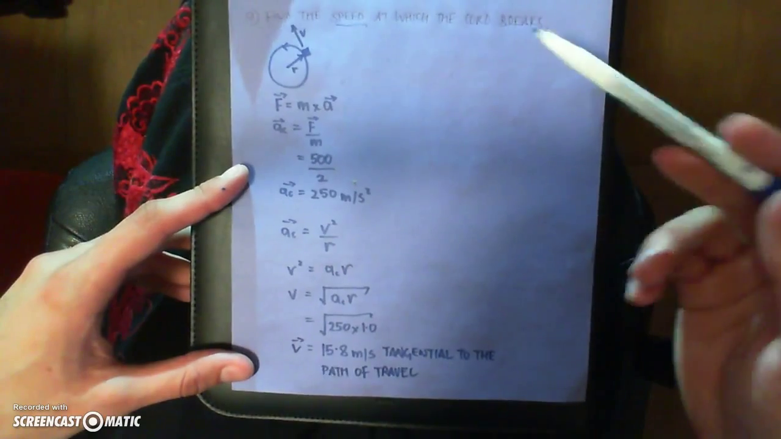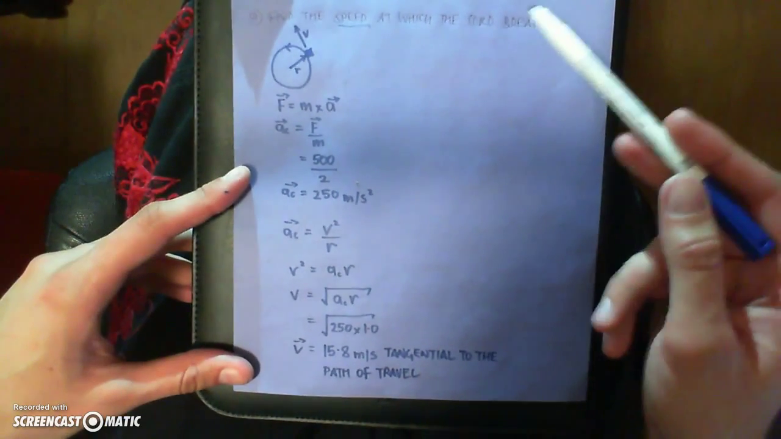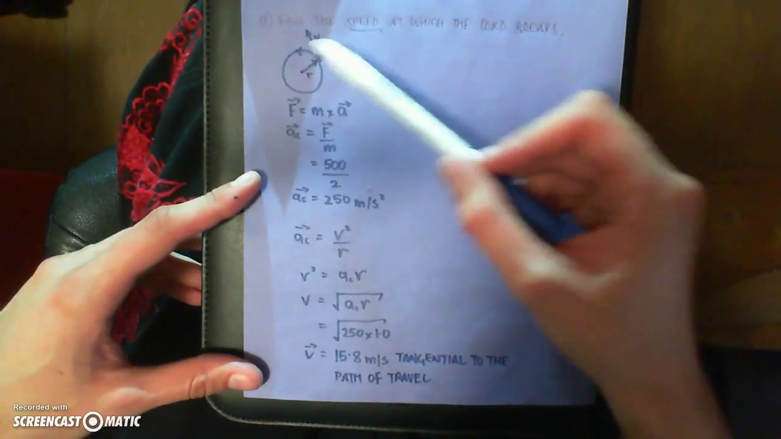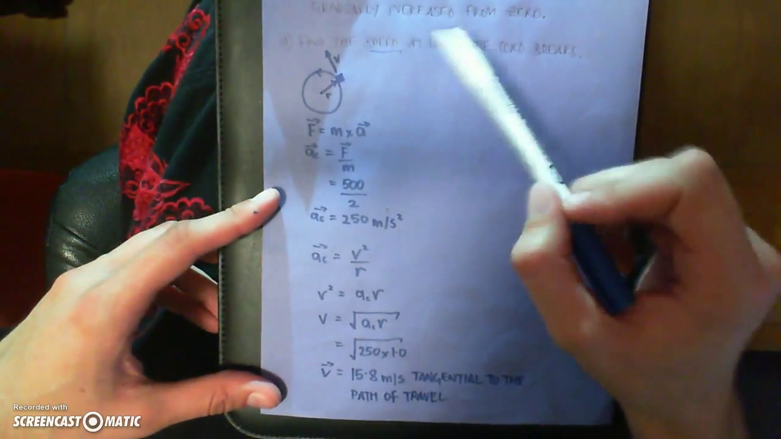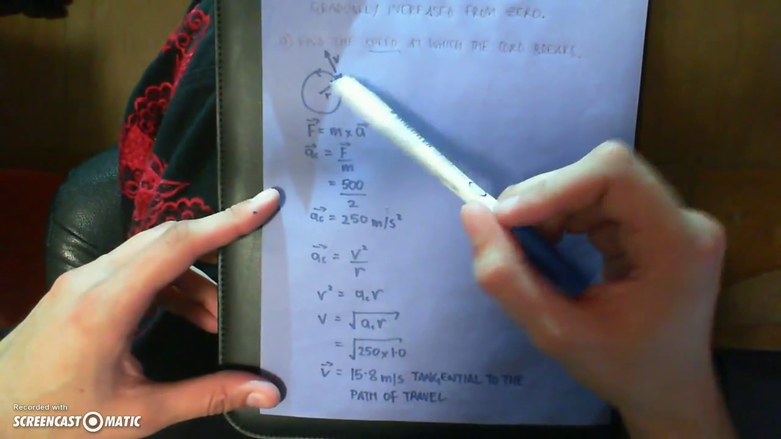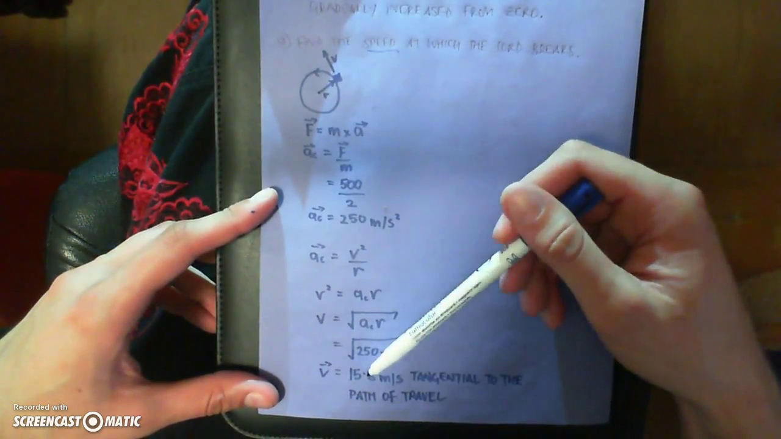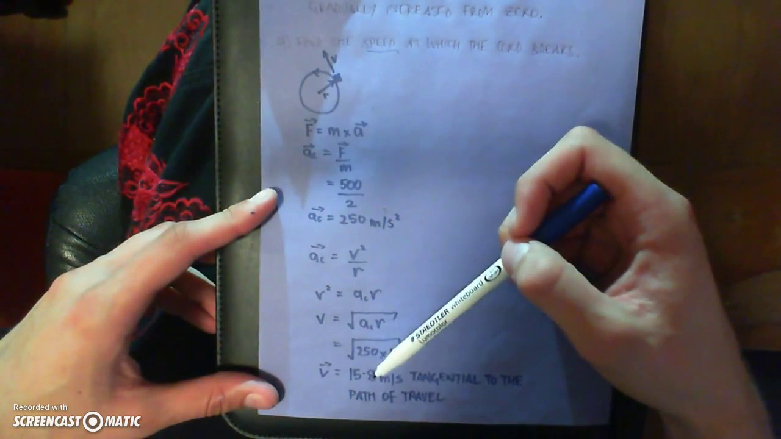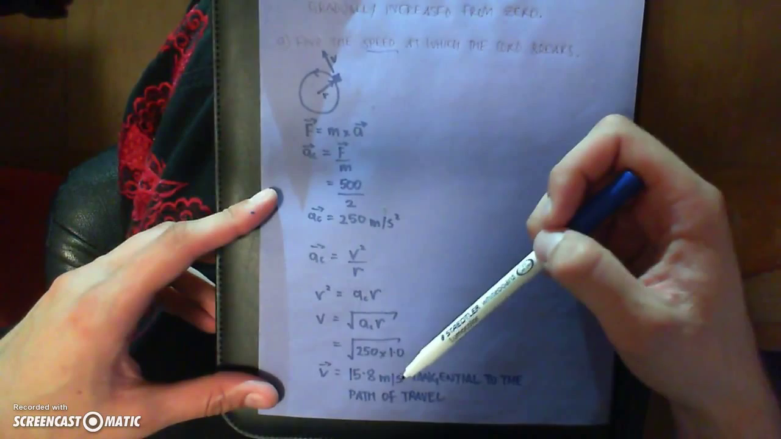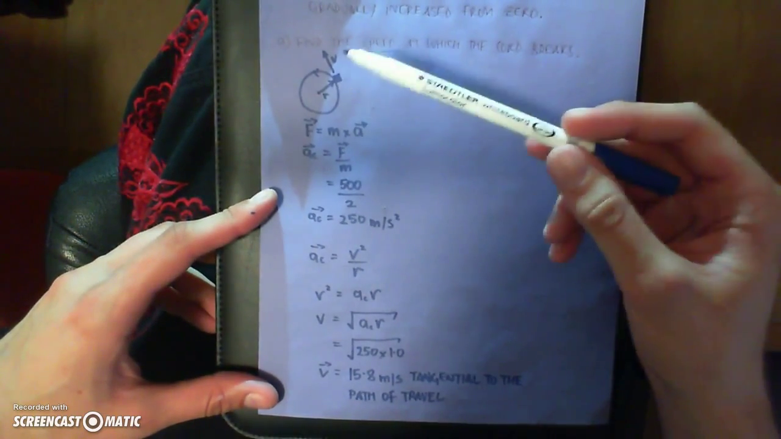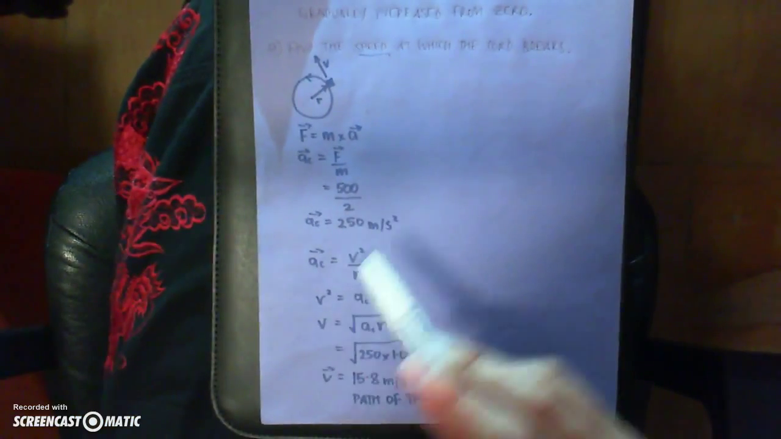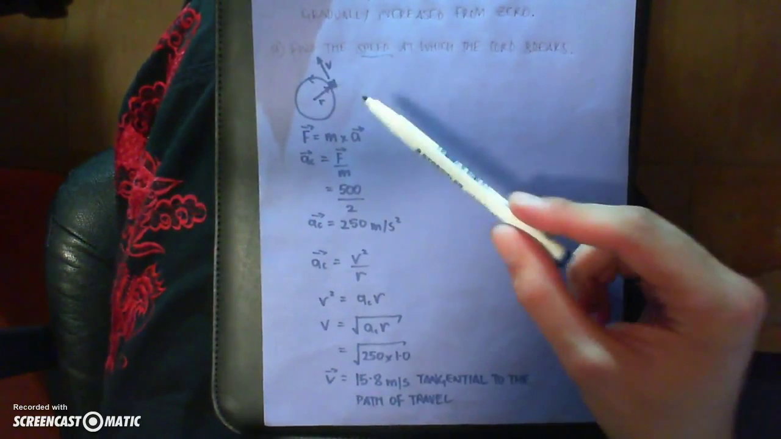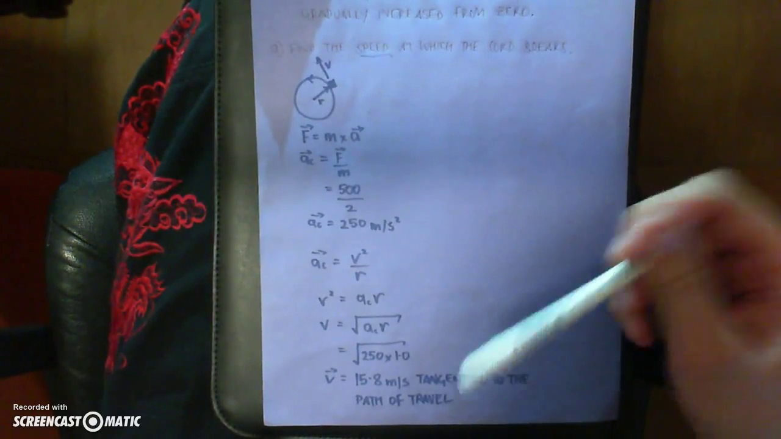So what this tells us, find the speed at which the cord breaks. So the rotation of the mass on the cord increases in speed until it reaches 15, where it's still not broken, and it keeps going a little bit faster, and at 15.8 meters per second, tangential to the path of travel, the cord breaks. The question is looking for the speed. We do know the direction of the velocity, so we can add that in as extra information.